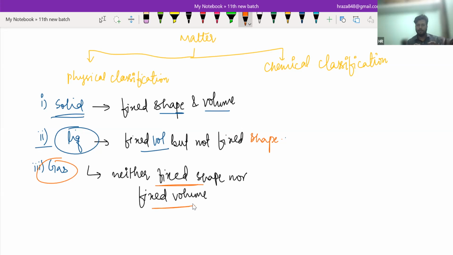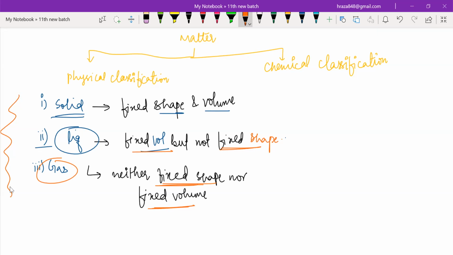If you have a full tank cylinder of LPG, it will have volume equal to the volume of the cylinder, and it has the shape of the cylinder. But when you open it up in a room, it will have the shape of the room, and it will have volume equal to the volume of the room. So basically, gas has neither fixed shape nor fixed volume. Liquid has fixed volume but not fixed shape. Solid has fixed shape and fixed volume. Is this clear? The three points?